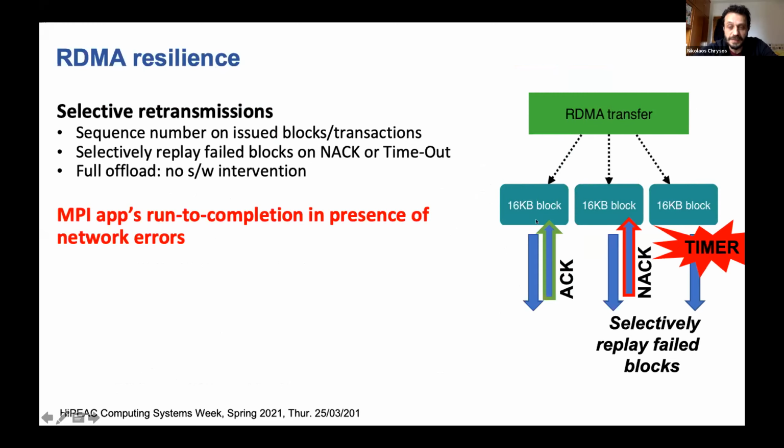The network processor issues one block like this one, and it waits for an acknowledgement. If this acknowledgement does not come in time, there will be a timeout and the block will be reissued. So we have some sort of selective retransmission. When something fails, we don't retransmit the entire transfer, but only the failed block. Of course, we also receive negative acknowledgements, which actually expedite the retransmission. And all this happens in hardware, without any software intervention, without involving the main core.